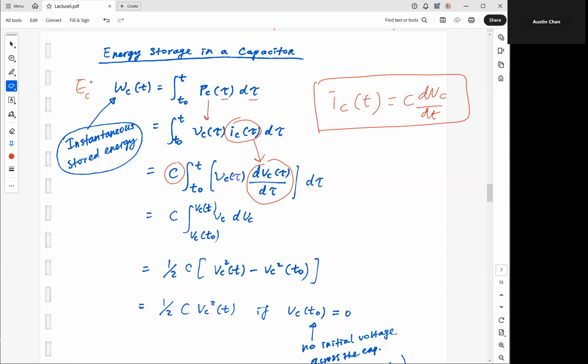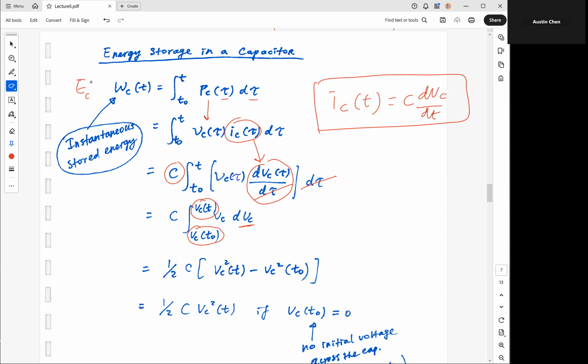Now I have d tau here and d tau there, so I can cancel them out. Now I'm basically doing an integral with respect to the voltage instead of tau, so I need to change my integrand accordingly. And notice that I now have V sub C at T0, the initial condition, the initial voltage, and V sub C at some T.